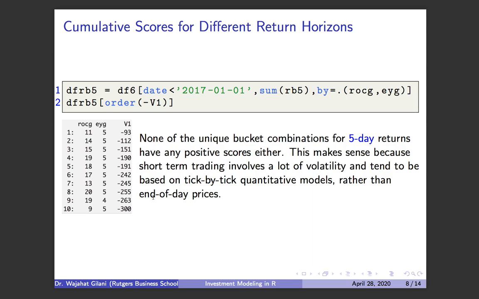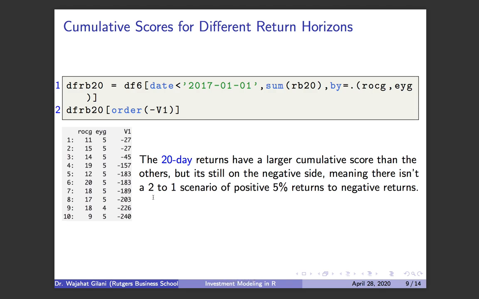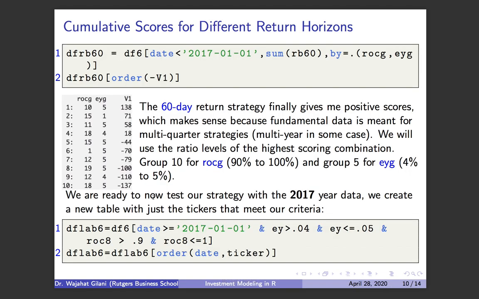So let's go ahead now. Now that we know what ratios we want, 20, 60, let's go ahead and run my results for 2017 and see how my trading strategy did.